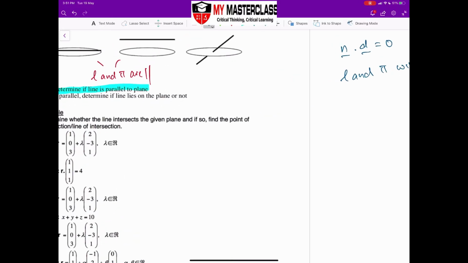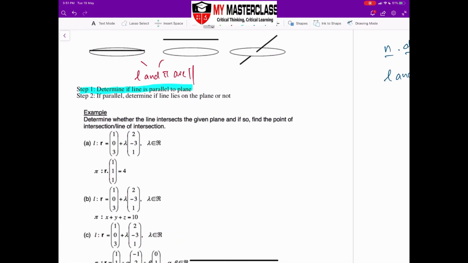Let's look at example 1 quickly. The line equation is given to you, and the plane equation is given to you. So first step, I'm going to take 2, 3, 1, 2 minus 3 and 1, dot with my 1, 1 and 1. Essentially, you should get 2 minus 3 plus 1, which gives me 0. So you can quickly say that the line and the plane are parallel.